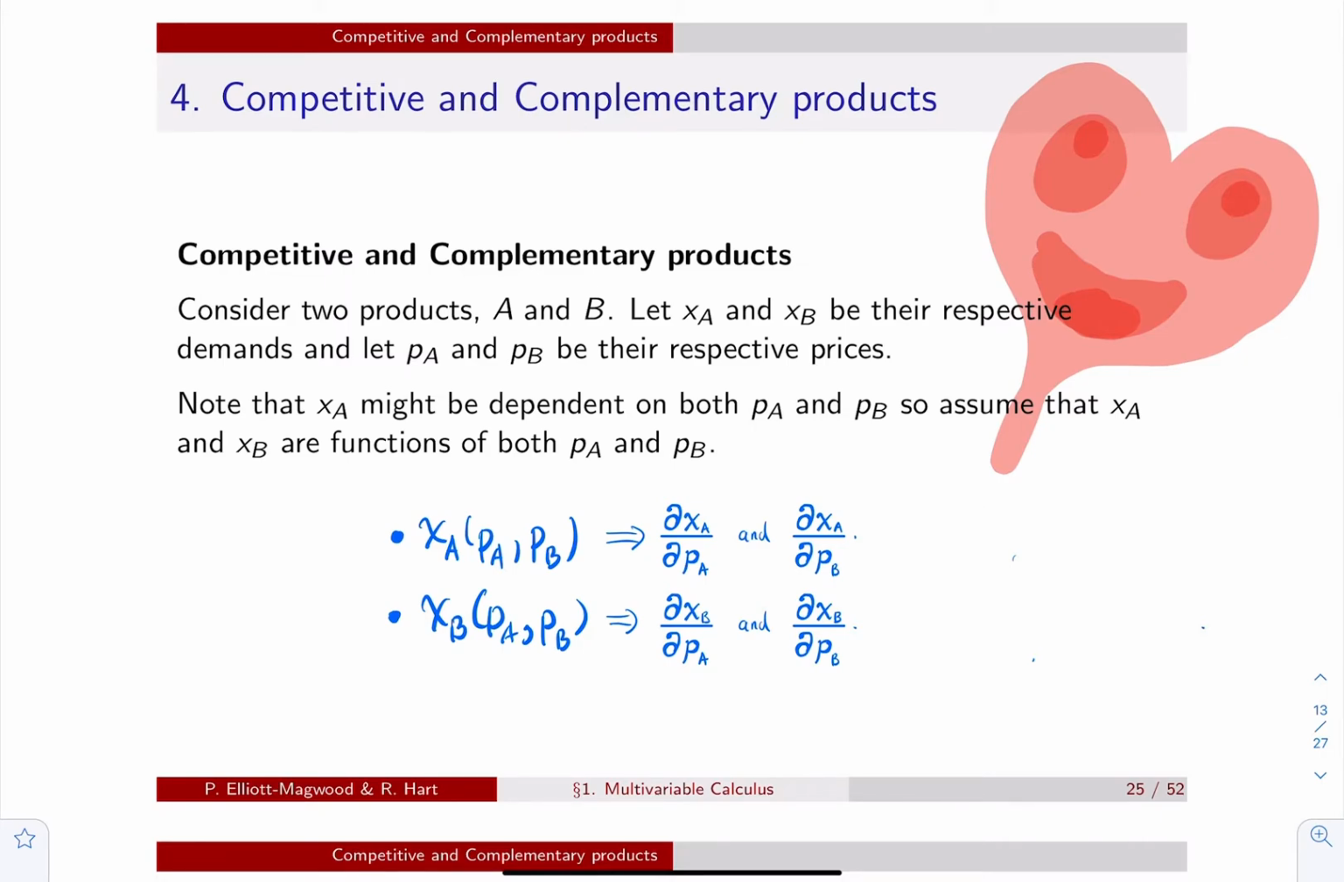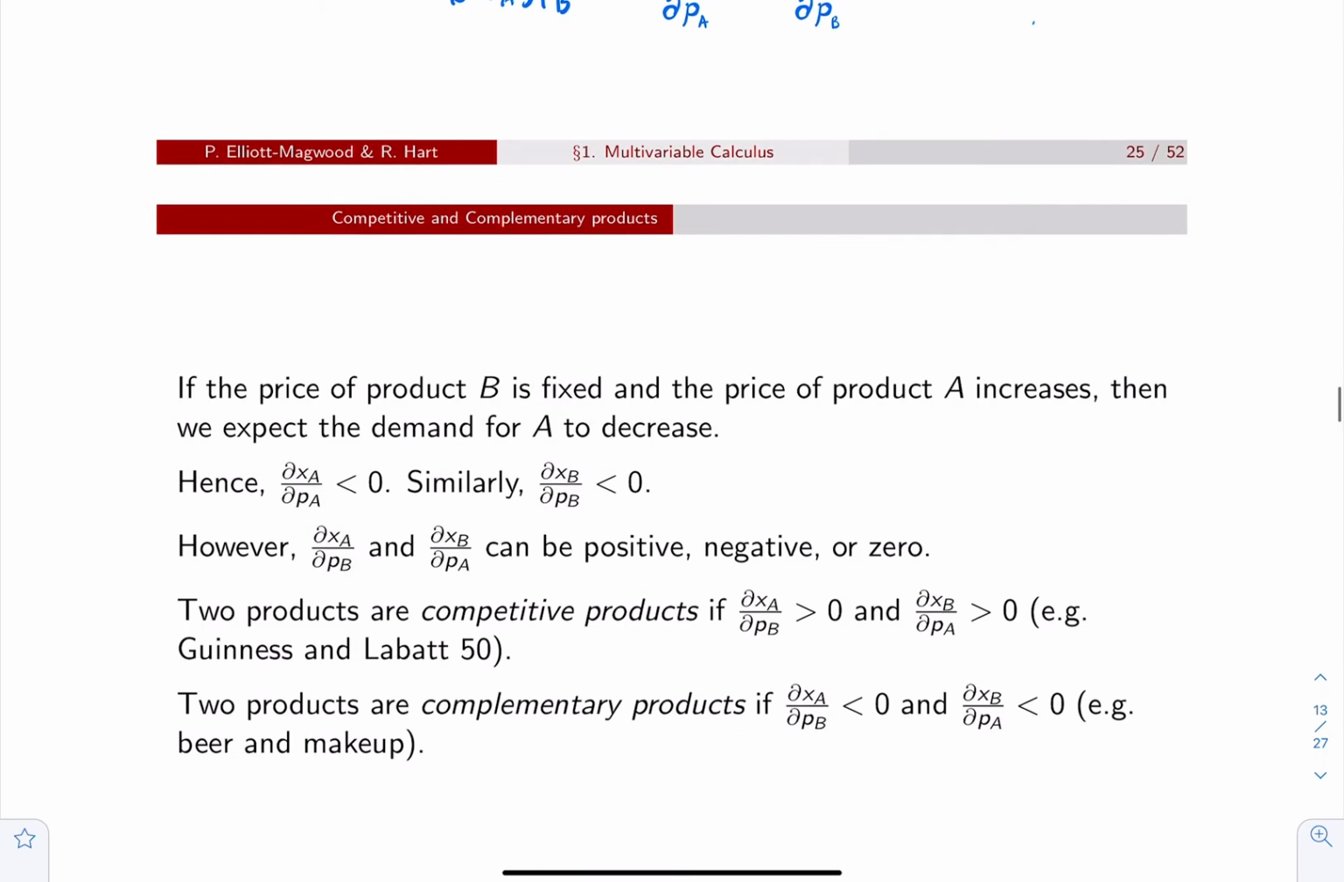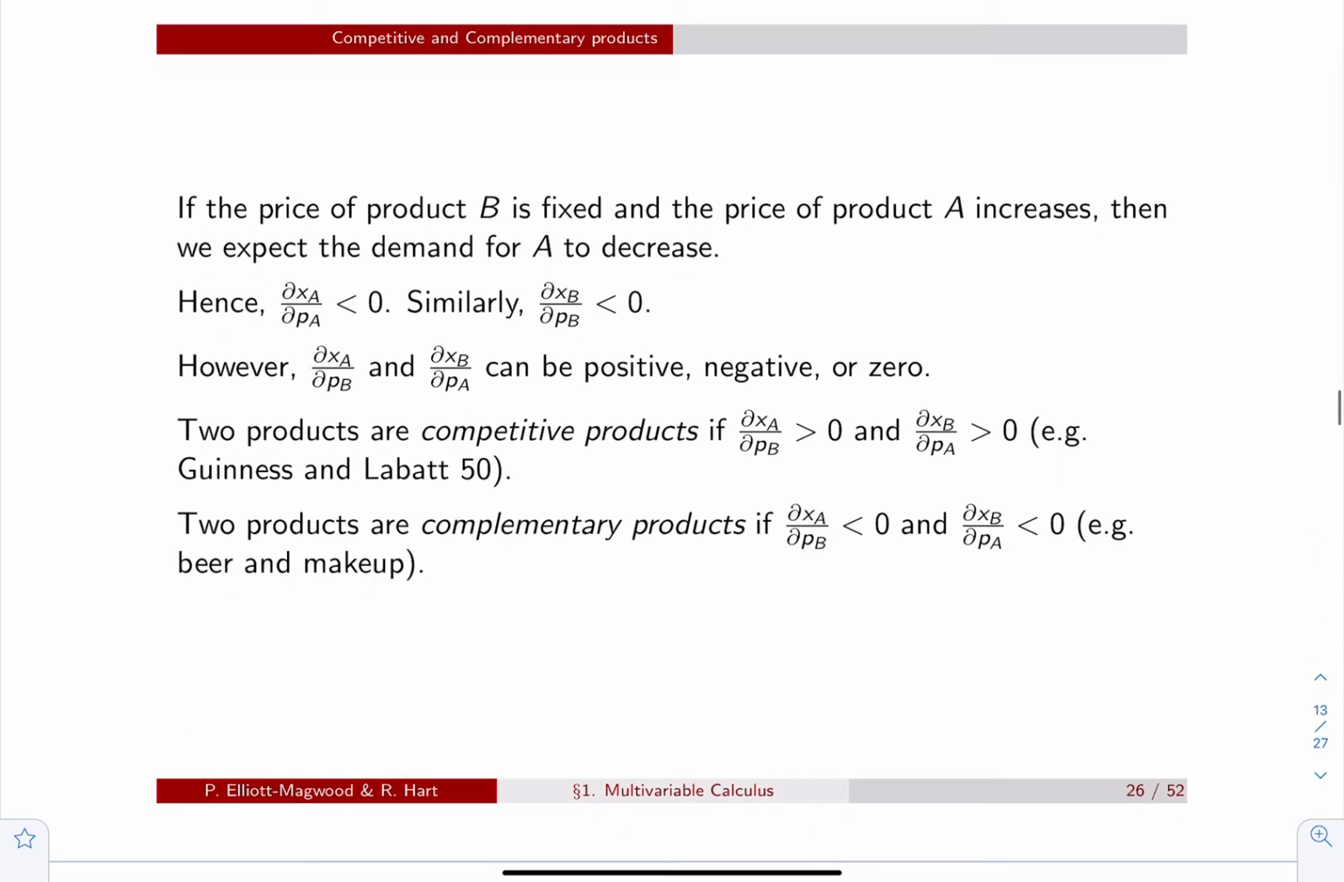So first, two of those partial derivatives are going to be always strictly negative if the models, of course, are good for those demands. So, for example, suppose that the price of B is fixed and we increase the price of the first product A, then automatically, if the price goes up for the product A, the demand will go down. So this means in terms of partial derivatives, del XA over del PA is always going to be strictly negative. And this is not a surprise.